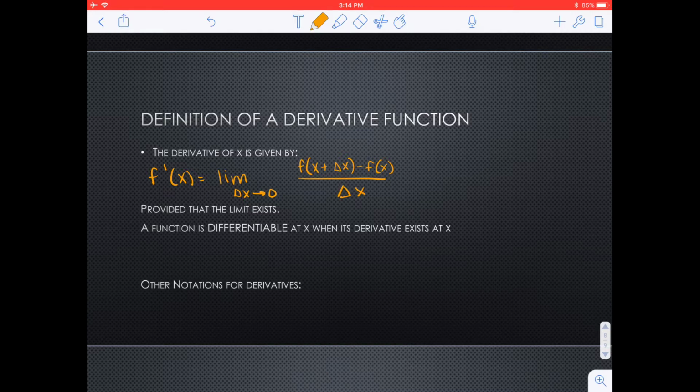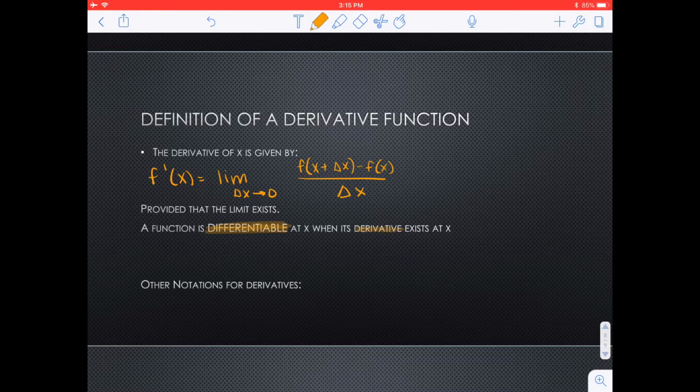So some vocab: a function is differentiable at x when its derivative exists at x. So there's this word differentiable. We have the word derivative. So if a function has a derivative, then the function is differentiable. And the process is called differentiation. So I'm looking for the derivative. If I find it, then the function is differentiable. And that entire process is called differentiation. So I want to make sure you're familiar with those words as you begin to hear them.